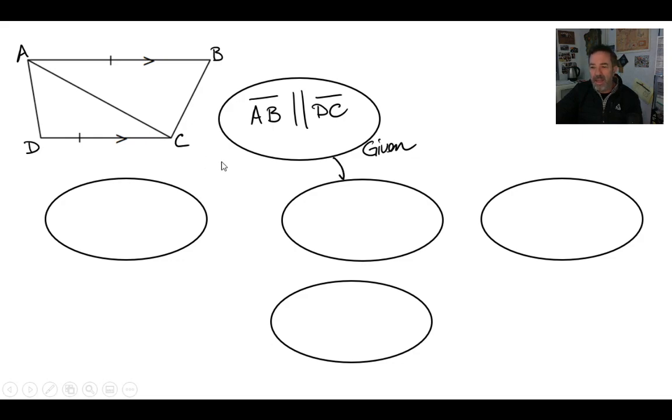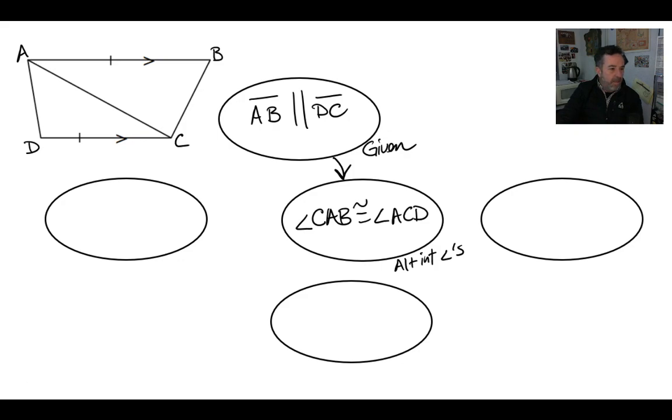So I could say, because those lines are parallel, these alternate interior angles, angle CAB, which lives here, is congruent to angle ACD, which lives here. So those two angles are congruent to each other because they're alternate interior angles and the lines were parallel.